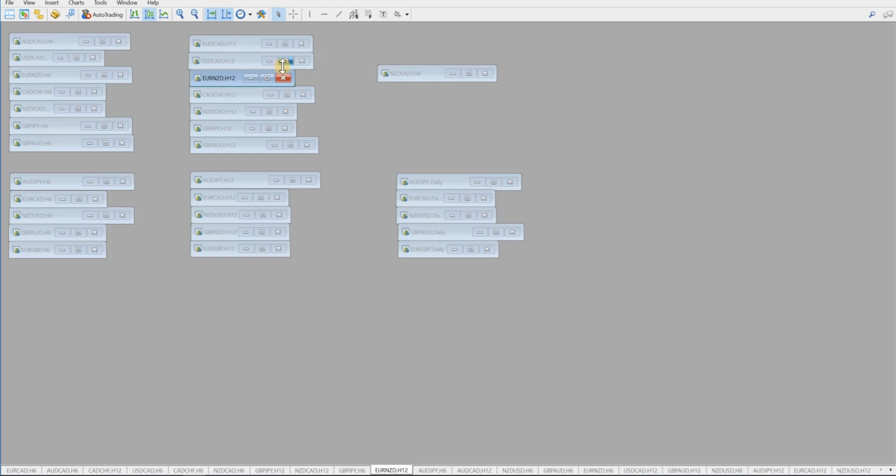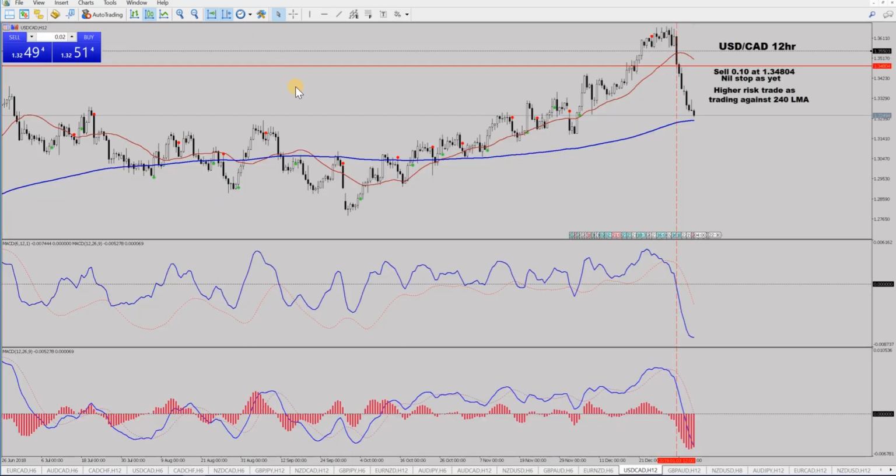All right, USD CAD. There it is. This thing's been on a screaming downtrend. I'm in a sell. This is a 12-hour Mod MACD chart, which is good. Even though it's a big candle, I was a bit reluctant. Happy I took it. Now price is getting very close to the 240 LMA, and the fast MACD is starting to turn a little, and the standard MACD is starting to lose a little bit of momentum.